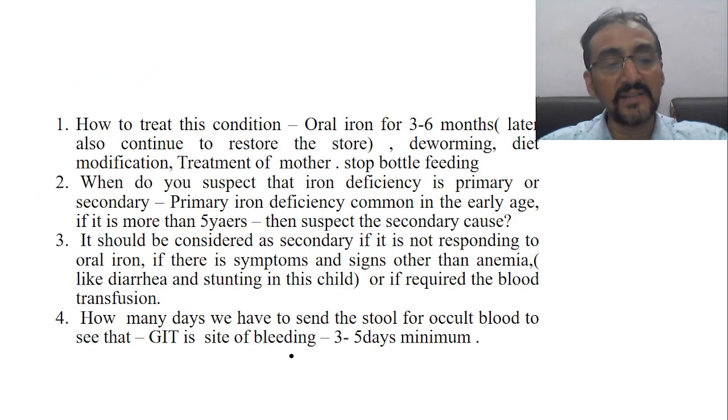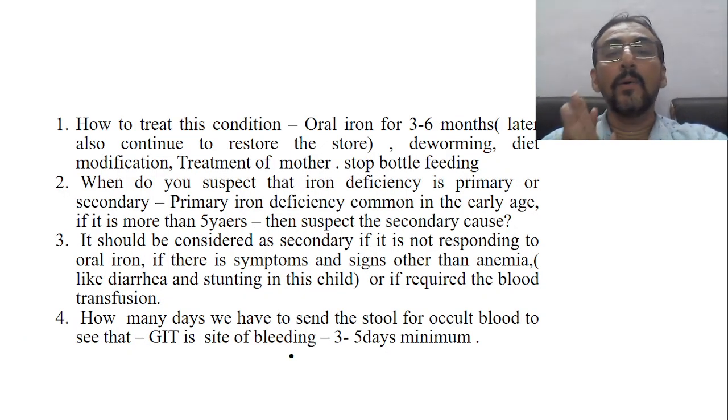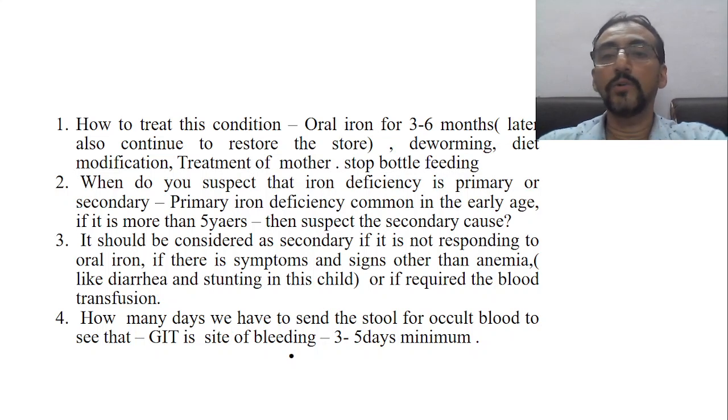Now, how to treat this condition? Oral iron should be given for 3 to 6 months. Then later also you continue the iron. Iron आपको 2-3 महीने तक देना है, क्योंकि हमको स्टोर को भी भरना है. अगर एनीमिया हुआ है आयरन का मतलब स्टोर में भी खत्म हो गया. ठीक है, so you have to fill the store also. So then one is oral iron should be given, deworming should be given, diet modification should be done, and treatment of the mother, if the mother is breastfeeding, should be done, and also stop the bottle feeding.